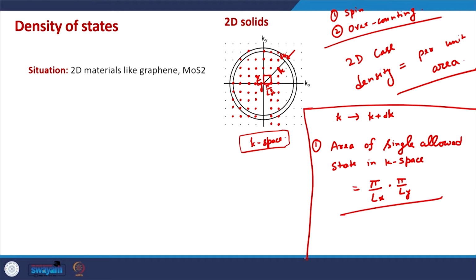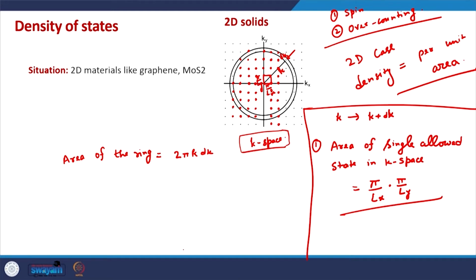Now, what is the area of the circular ring? The area of the ring will be 2 pi k dk. The area of a circle of radius k is pi k square, and the area of the ring will be 2 pi k dk.